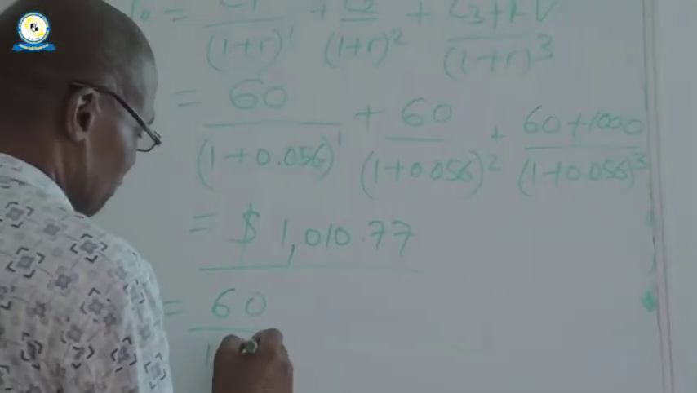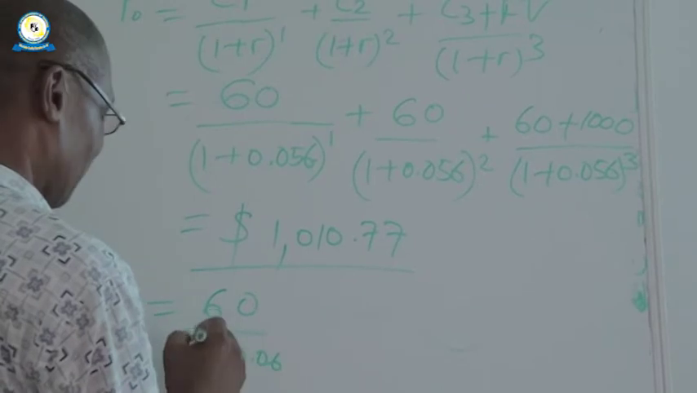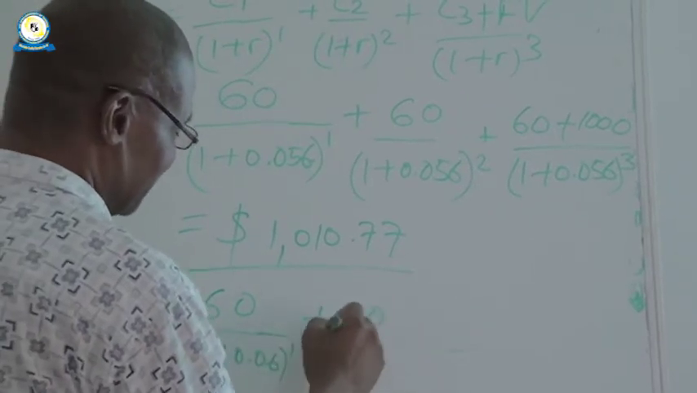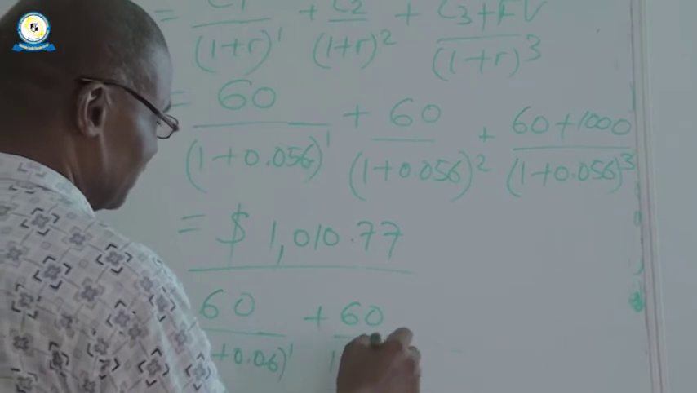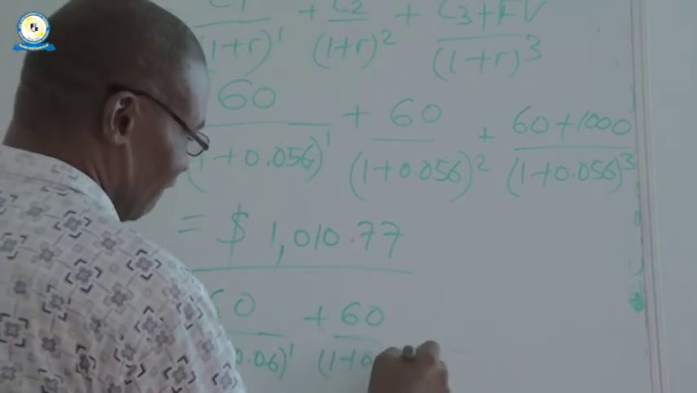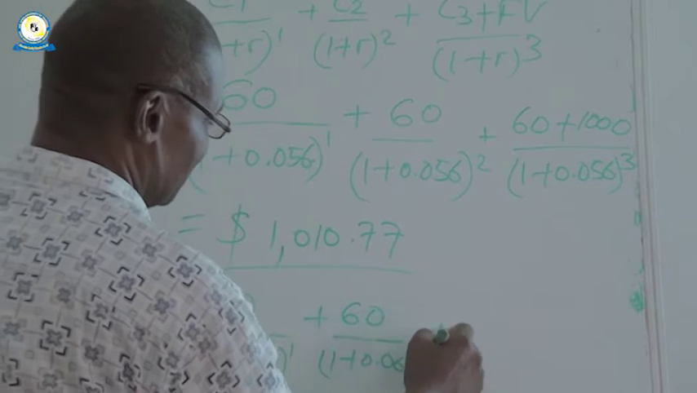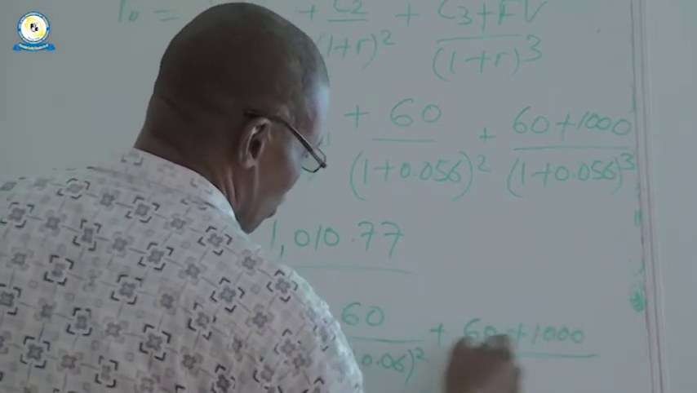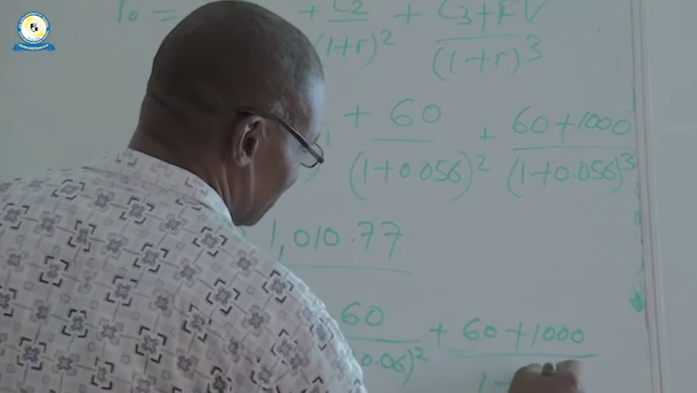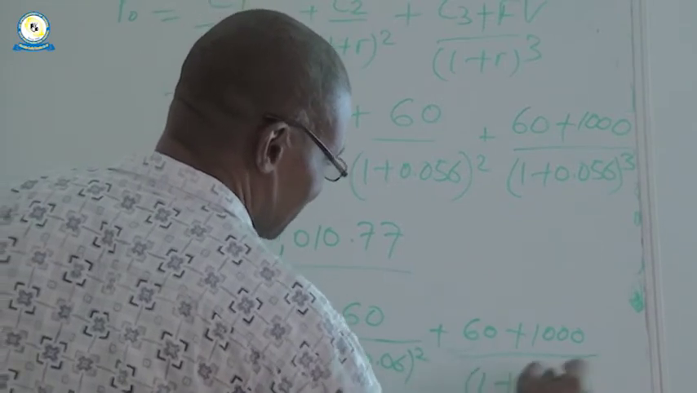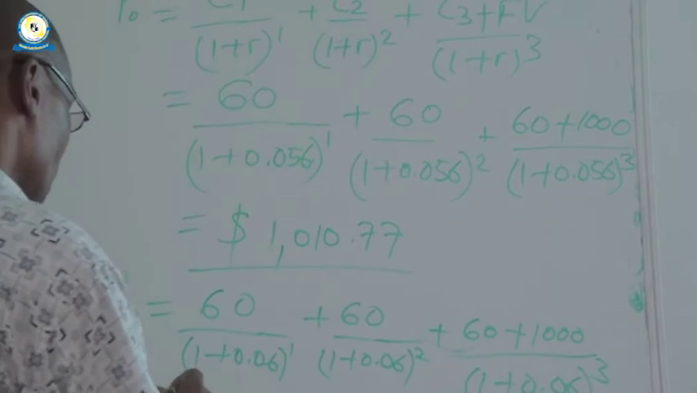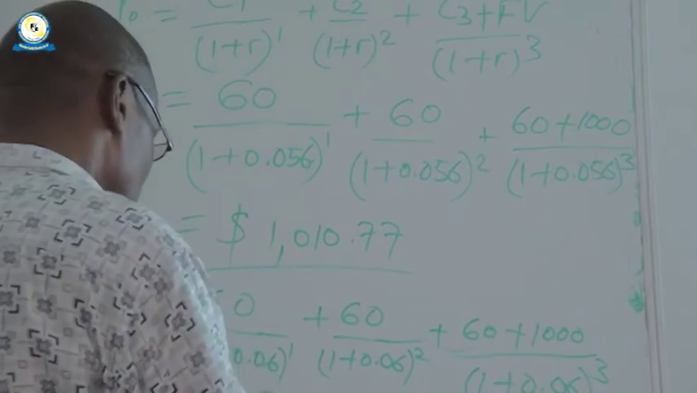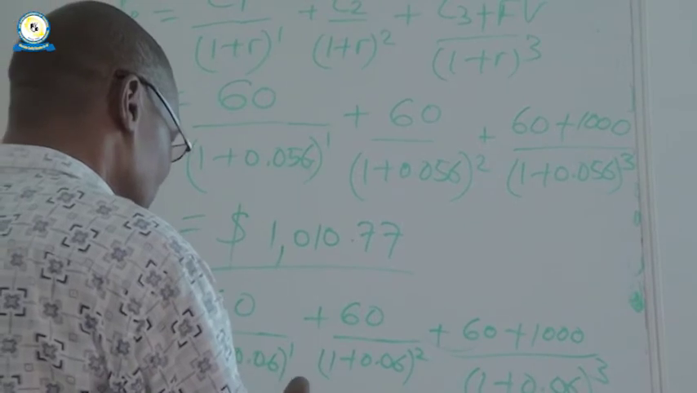So 1 plus 0.06 power 1, plus 60 over 1 plus 0.06 squared for the second year, plus 60 plus 1,000 over 1 plus 0.06 for the third year, which brings us to US dollars 1,000.